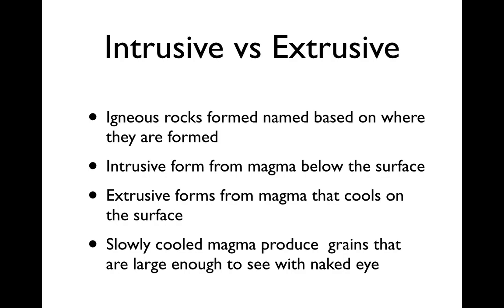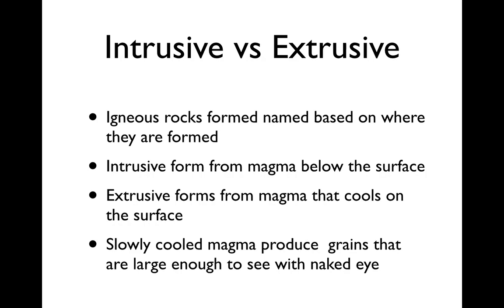Two different types of igneous rocks are intrusive or extrusive rocks. And intrusive, as we know from our past vocabulary words, means that they are created inside the earth, and extrusive is if they are on top of the earth. So the igneous rocks formed are categorized based on where they are formed. So if the magma is below the surface and cools and forms igneous rocks, those are called intrusive igneous rocks. If the magma cools on the surface of the earth and forms a rock, that's called extrusive igneous rock.